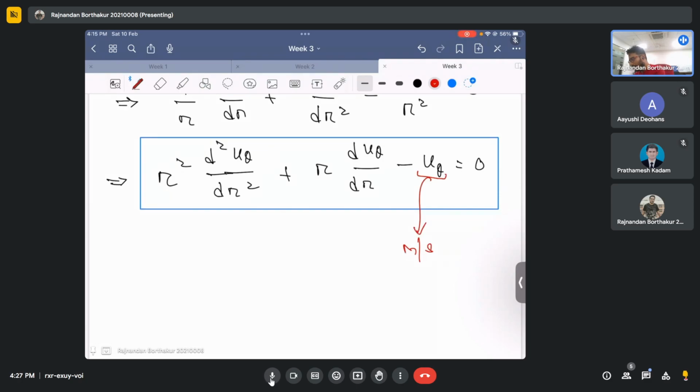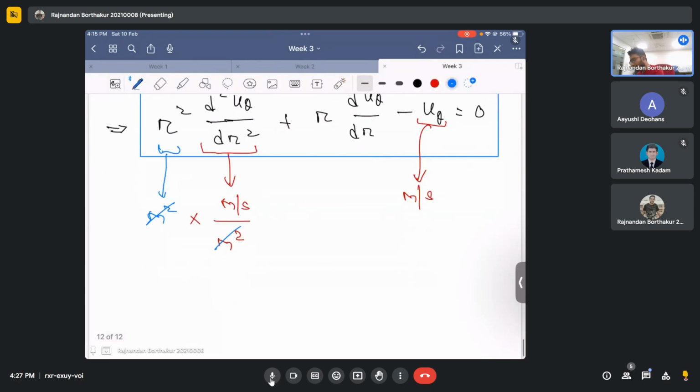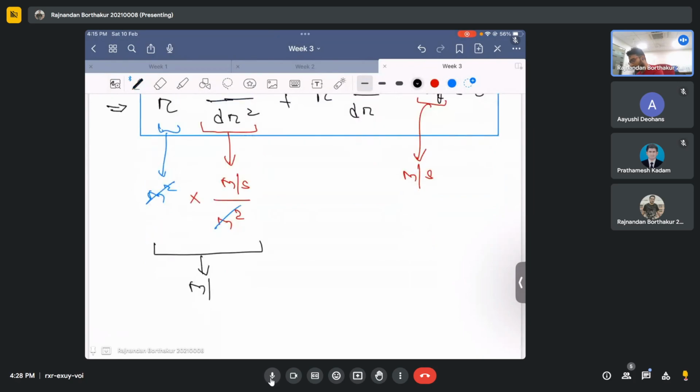Now can you tell me what is the dimension of this term? I'm asking what is the dimension of this d2 u theta by dr squared. If I'm not wrong, the dimension of u theta will still be meter per second, and since there is a derivative squared, it will be per meter squared. Then there is a multiplication with this r squared, which is basically this term, and from here we'll get a meter squared. This means that the dimension of the entire term, which is r squared times d2 u theta by dr squared, is just meter per second.